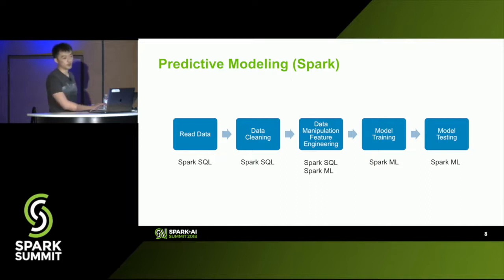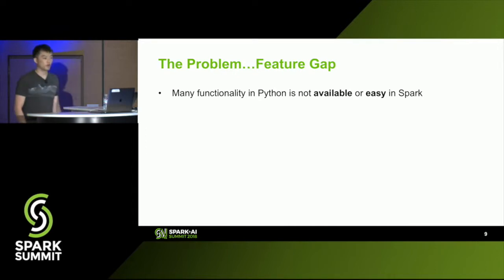So why don't we just use Spark, right? Spark is great. It's scalable and has all these libraries available to deal with data science. Why not just use Spark? And why is Python still so popular? If we look a little bit deeper, there actually has been a problem, a feature gap. Many of the functions in Python are not available or are not easy to do in Spark.